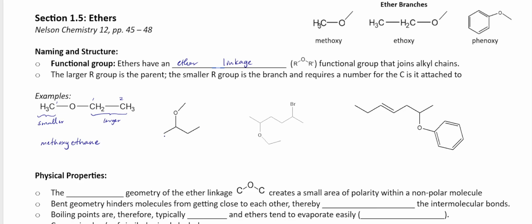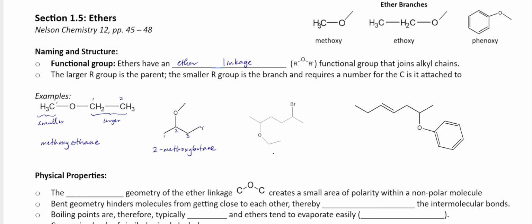I look at this one right here and I see this is my longest chain, and I've got a methoxy branch, right? 1 carbon over here attached to the second carbon. So I say 2-methoxybutane.